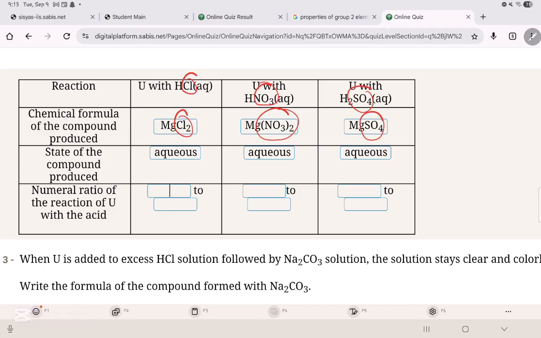Here, this is 1, and how many chlorines do you have? 2. This is 1 NO3, how many do you have here? 2. This is 1 SO4, this is 1 SO4. So what are the ratios? The ratio is 1 to 2, 1 to 2, and 1 to 1. Okay? So 1 to 2, 1 to 2, and 1 to 1.